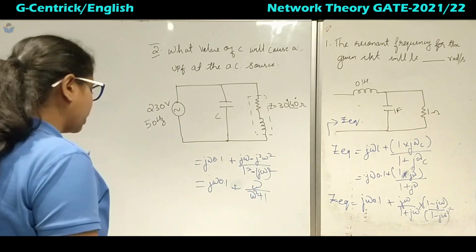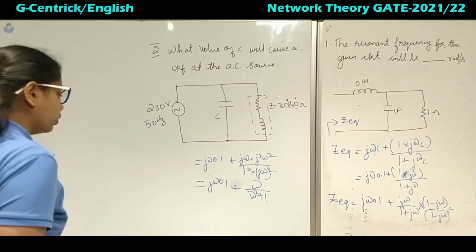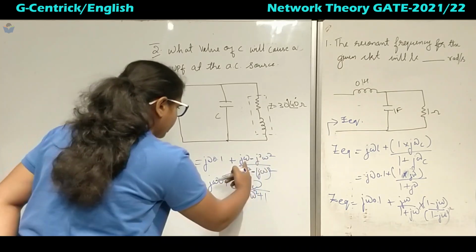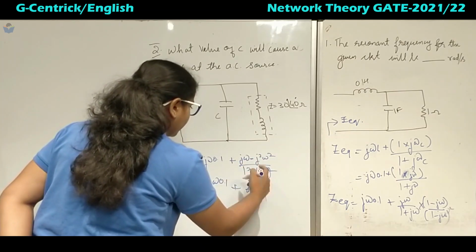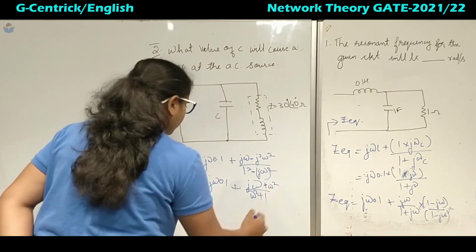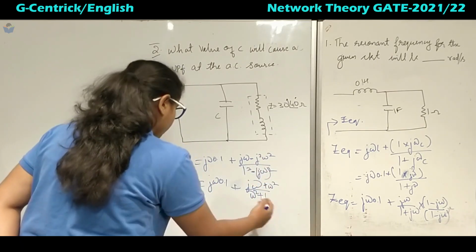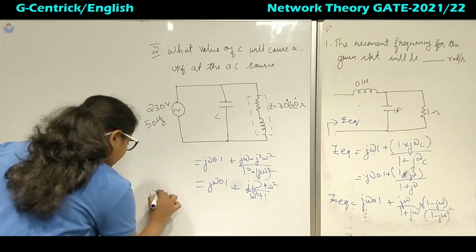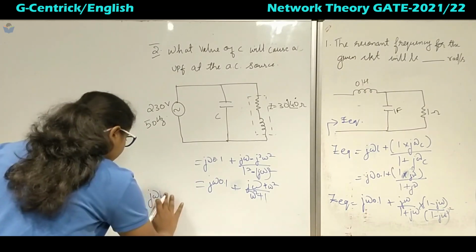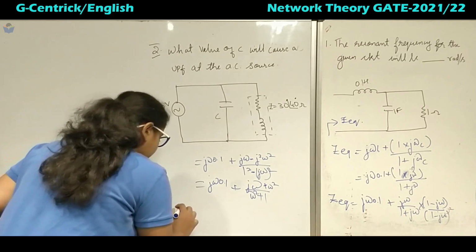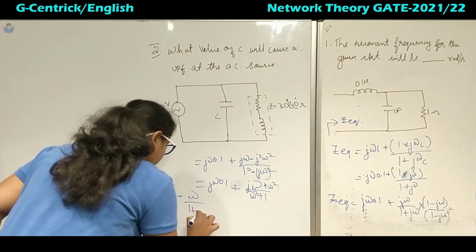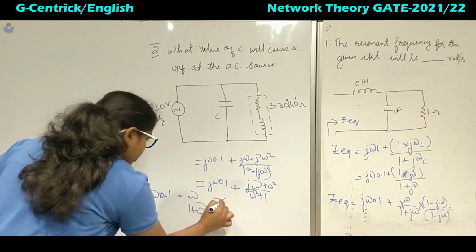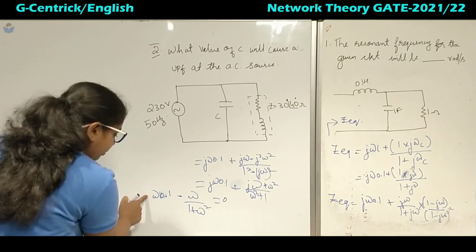Now whatever imaginary term is left, you have to equate it to 0. This is j square, so it is j omega, minus into minus, plus omega square. Now you have to take the imaginary terms: j omega L, that is nothing but 0.1, minus omega by 1 plus omega square. Since you have already taken the imaginary term to be equal to 0, you do not need to write the j term here.